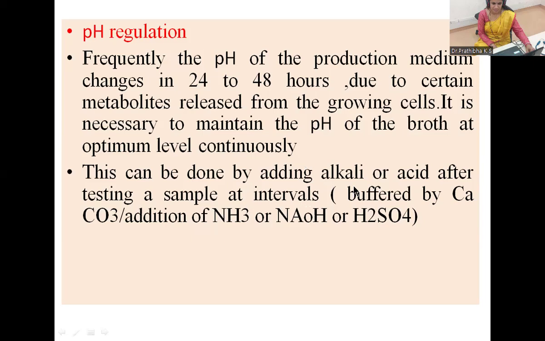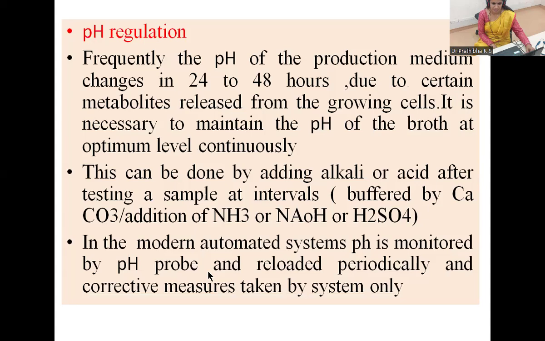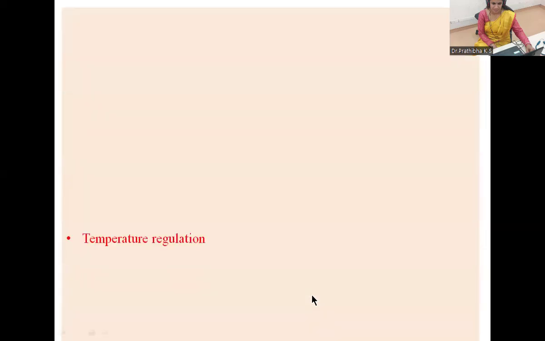This can be achieved by adding alkali or acid after testing a sample at different intervals, and that can be buffered by calcium carbonate or addition of NH3 or NaOH or maybe H2SO4. In the modern automated system, the pH is monitored by a pH probe. In the fermenter vessel, at the top of the lid, there will be a pH probe for the acid and the base, which is reloaded periodically, and corrective measures are taken by the system only. As most of the bioreactors are automated, acid and base will be controlled there only.